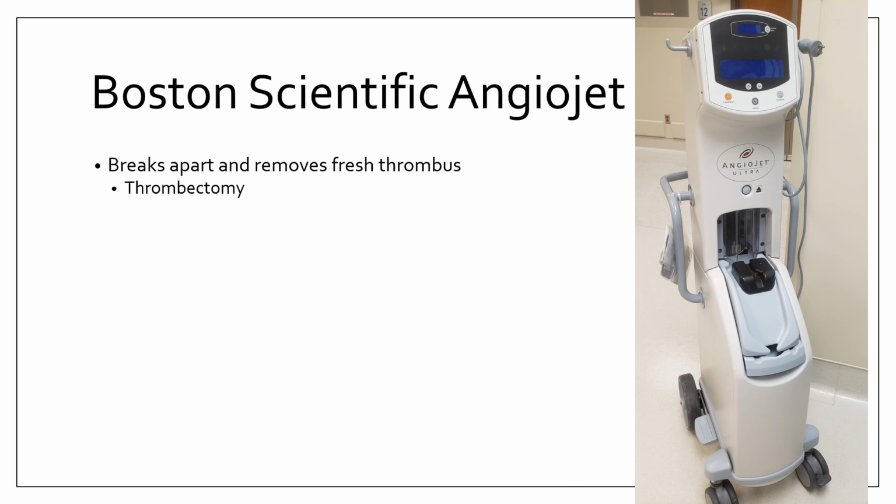This machine is called an angiojet, and it will break apart and remove fresh thrombus. So if a patient has a blood clot that has just formed recently, still kind of soft, they can use this angiojet to break it up. Additionally, this angiojet can inject TPA into the patient's artery, and it can break up the clot directly at the source. So anytime they're doing a procedure called a thrombectomy, that might indicate that they might utilize this machine.